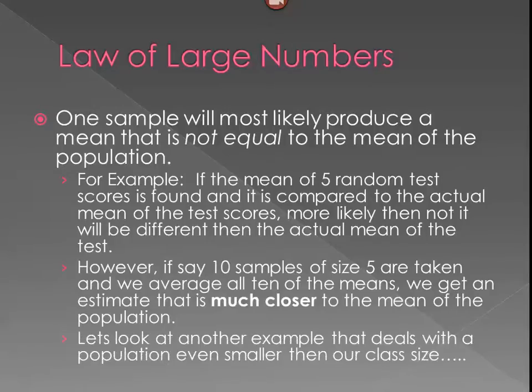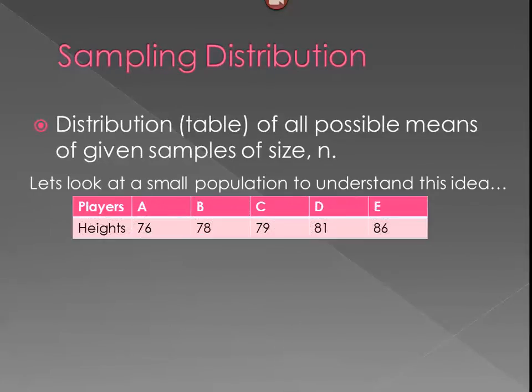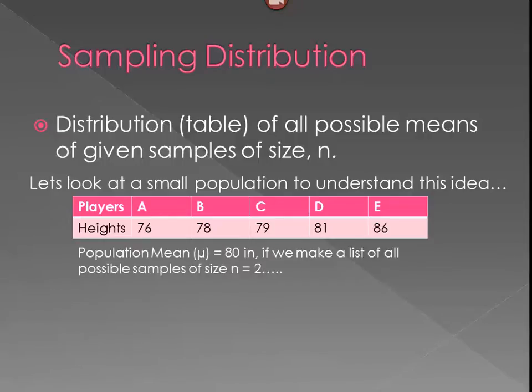In fact, let's explore this a little bit more, and we're going to tone our population down to 5 people, and these 5 people are going to be the starting players of a basketball team, and we're going to look at their heights. So we have 5 people. This represents my population, the starting members of this basketball team. And because it's such a small population, I can actually know what the target population number is, which is 80. If I added all those up and divide by 5, we find that the population mean for this really small population is 80 inches.